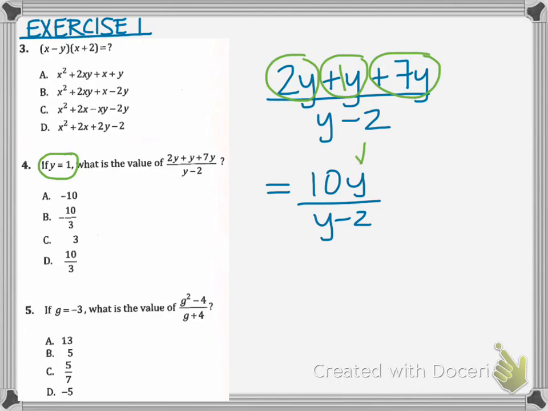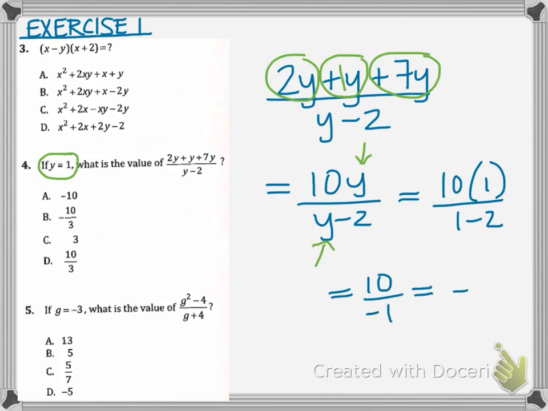Now let me replace the y's with 1. So what it's going to look like when I replace it, it's going to be 10 times 1 over 1 minus 2. And then I just have to simplify that. 10 times 1 is 10. 1 minus 2 is negative 1. And 10 divided by negative 1 is negative 10. So the answer to number 4 is A.